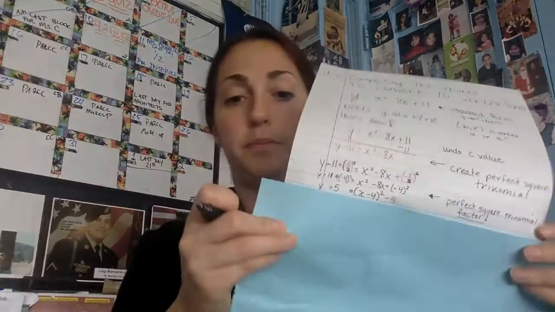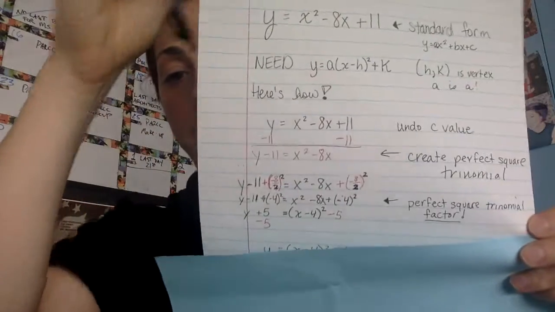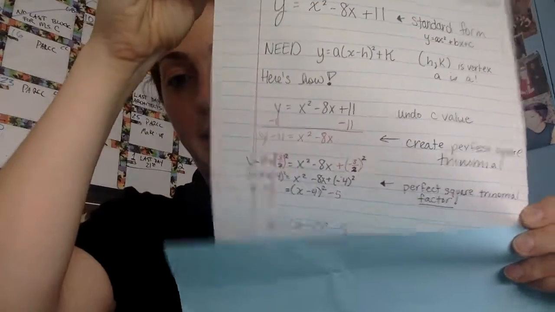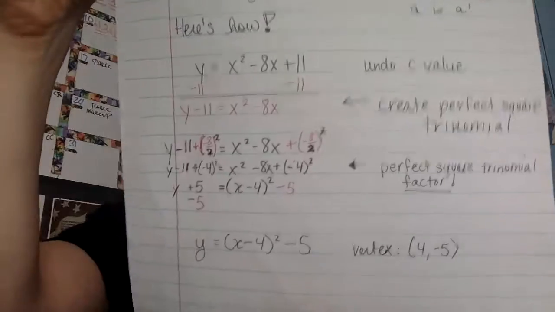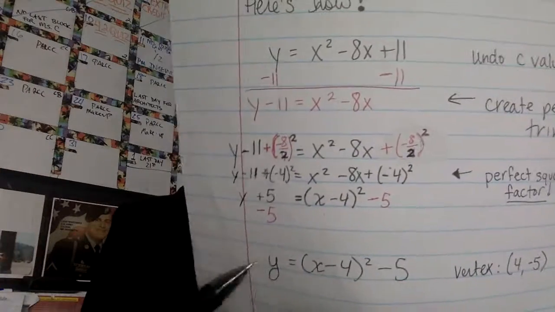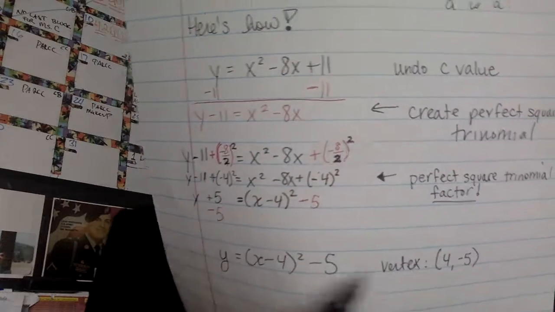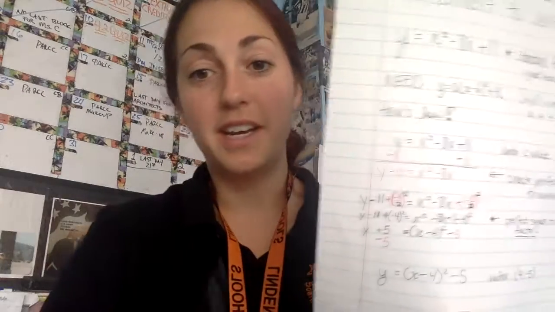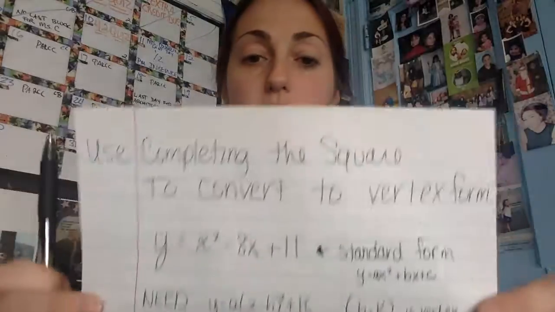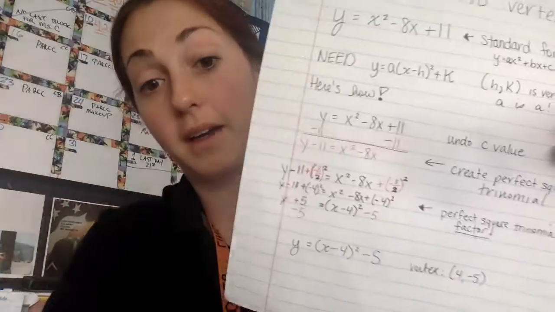So then from there, I've got to subtract 5 from both sides so that I can get it in h, k format and have my vertex. So now I'm done. y equals (x minus 4) squared minus 5, and I know my vertex from there. All right, so here's how you turn standard form into vertex form using completing the square.